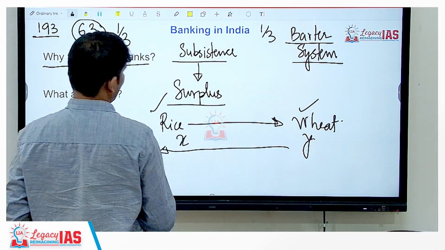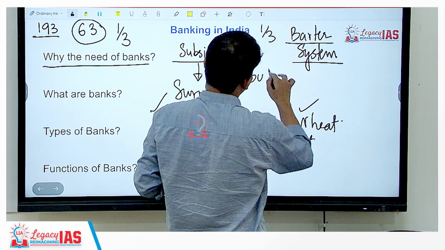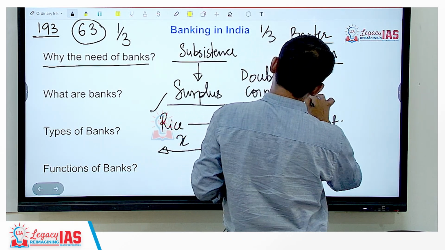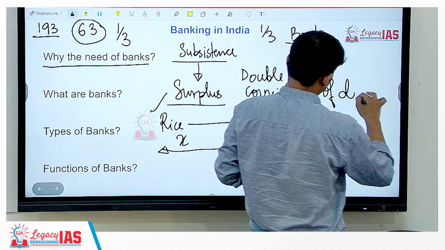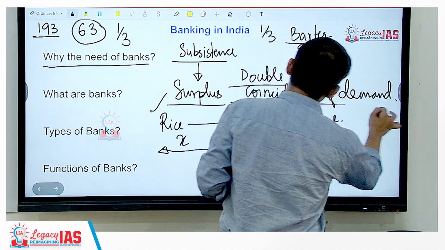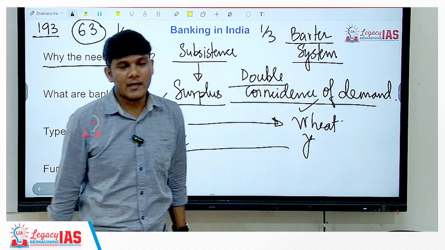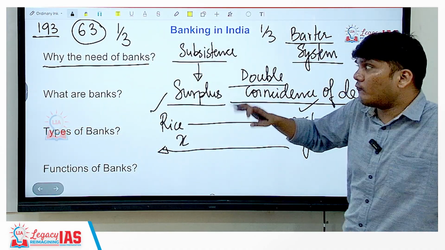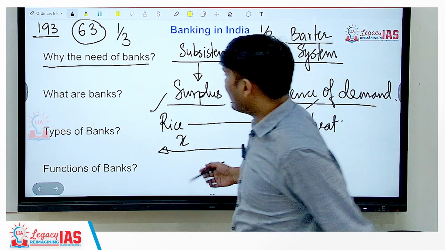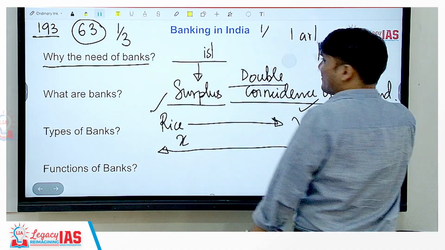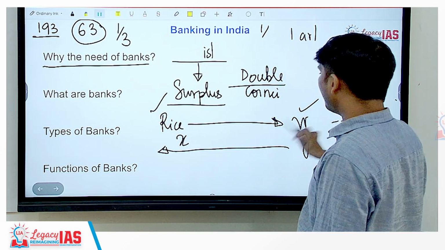This is known as the double coincidence of demand. The double coincidence of demand needs to be there. If this double coincidence of demand is not there, there will be a problem. So this problem we faced, and once we face this problem, how do we resolve it? By banks? No, not banks yet.